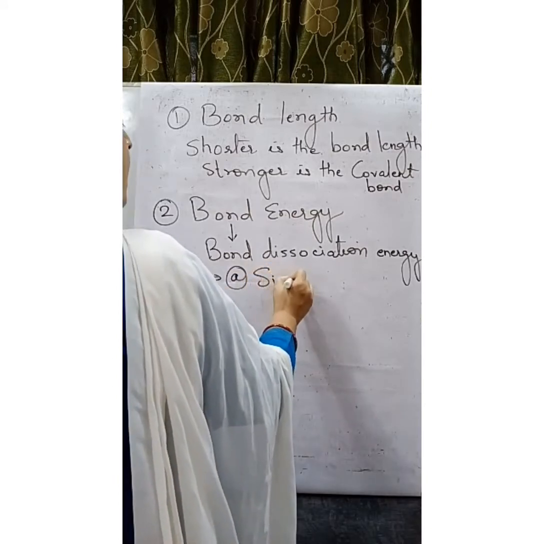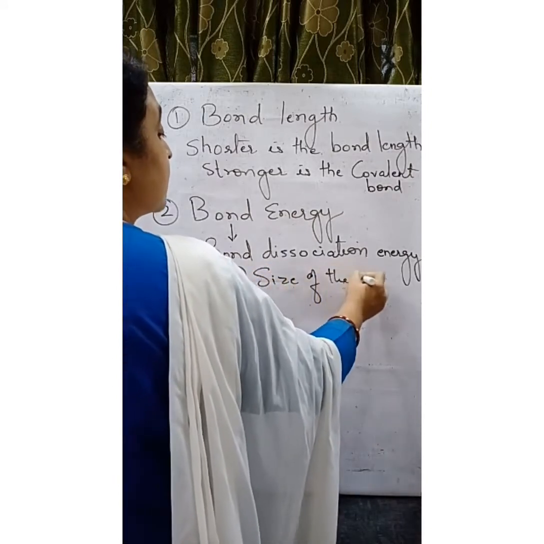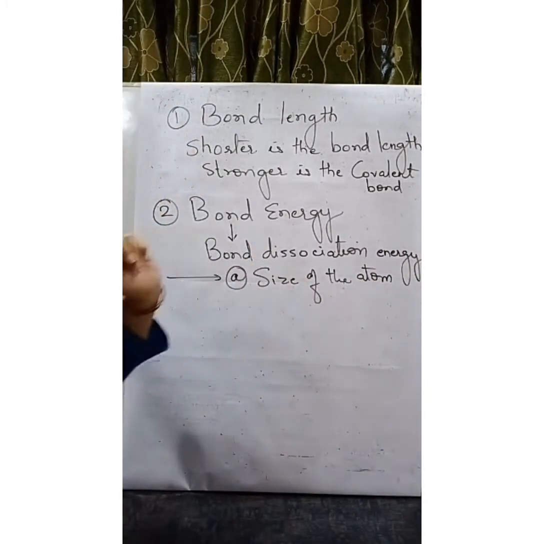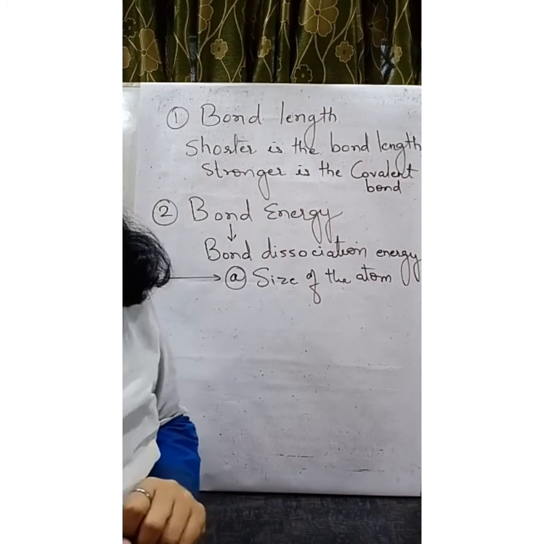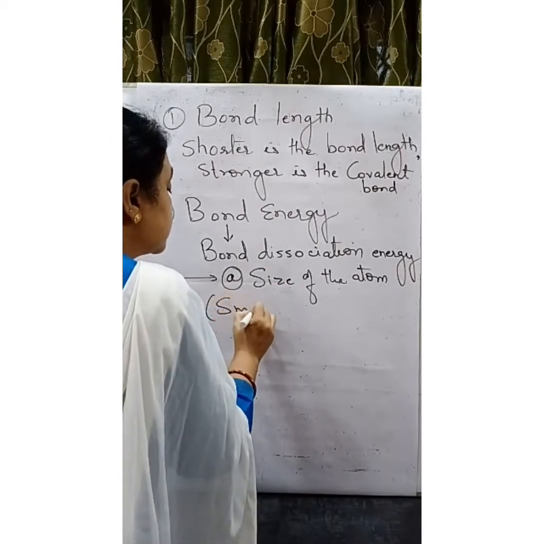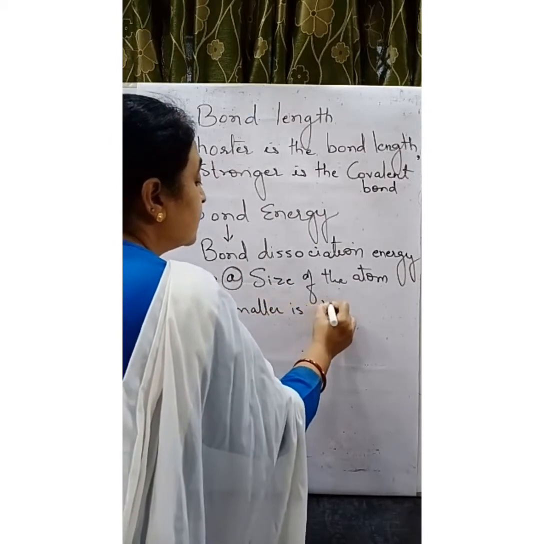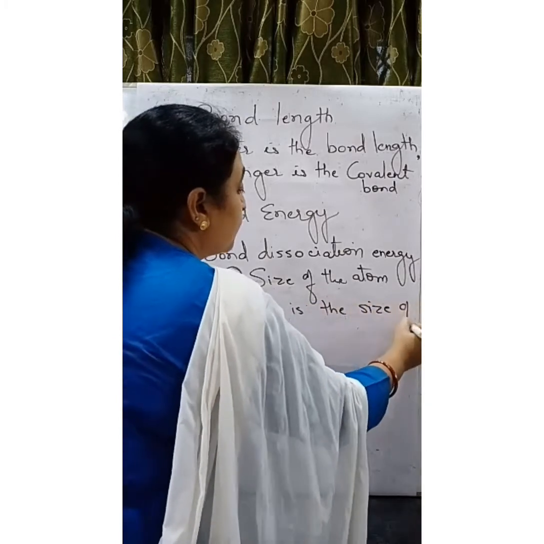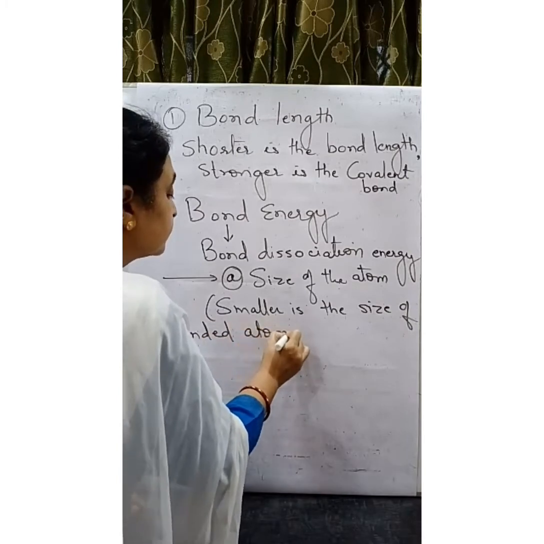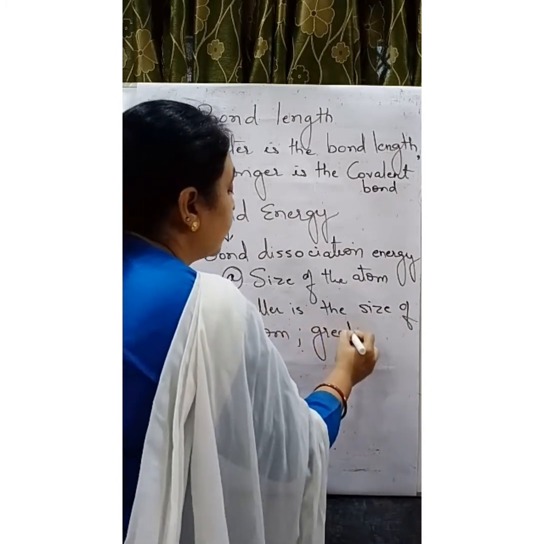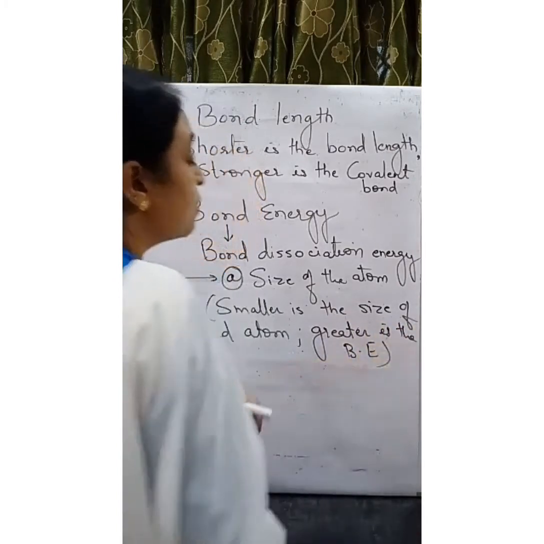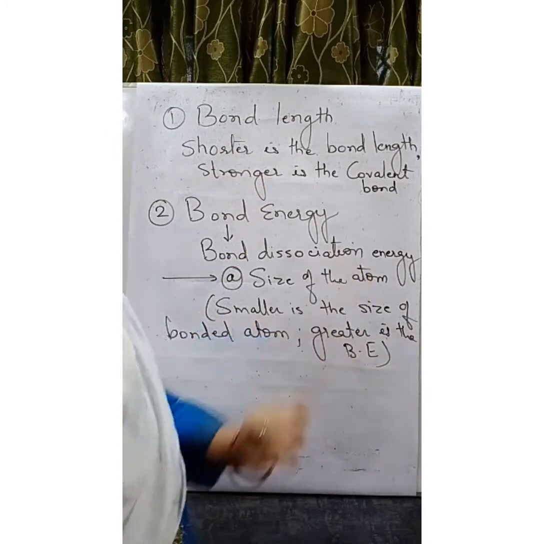Factor A, size of the atom. Smaller is the size of the bonded atom, greater is the bond energy. That means more energy is required to break the bond.